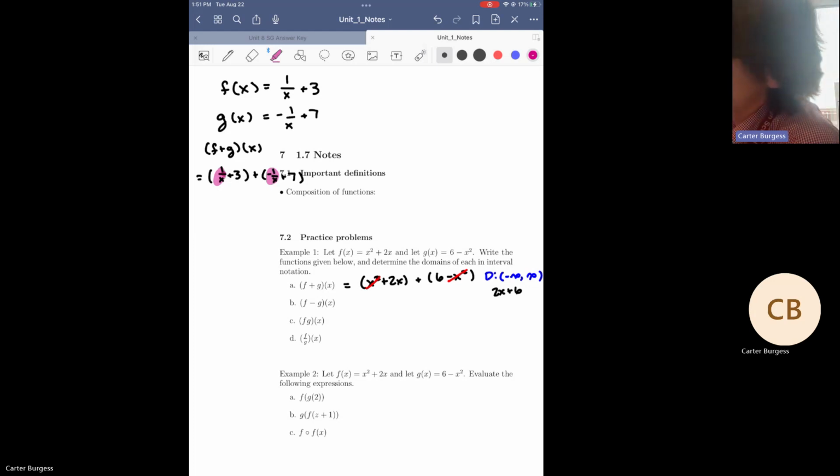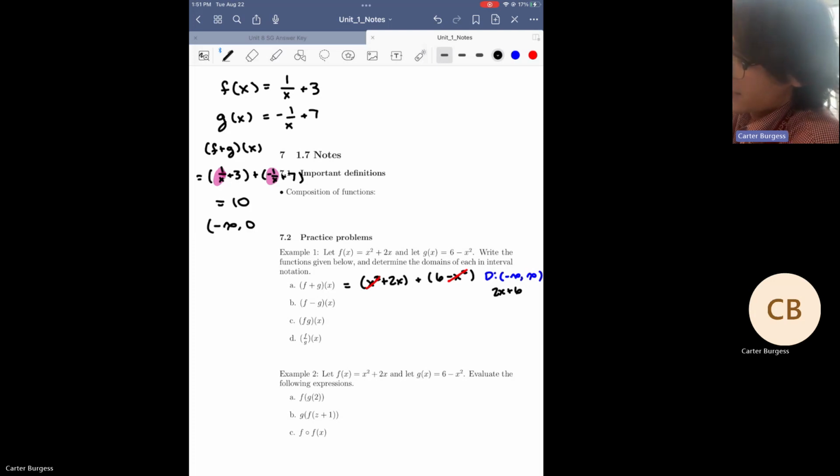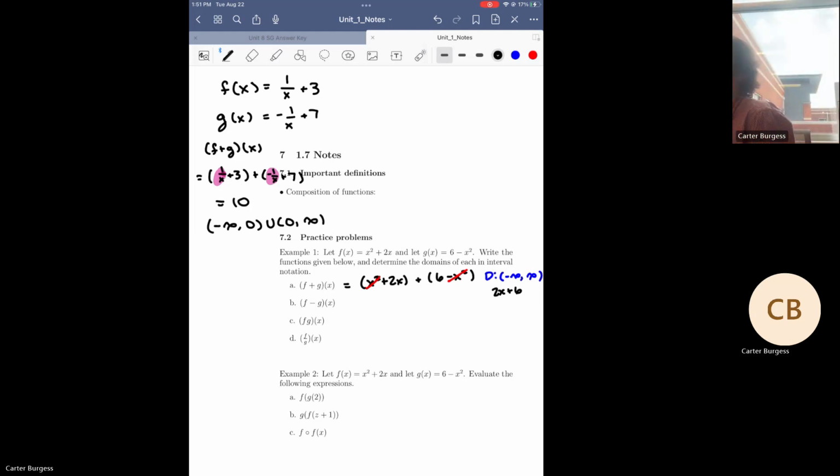And so even though this function simplifies down to just 10, right, everything cancels, we're just left with 10, we still have to make it so that 0 is not a part of our domain. Not because there are problems with plugging 0 into 10, but if we look back to the original functions, we run into issues when we try to plug in 0. Right? It's a little bit tricky.